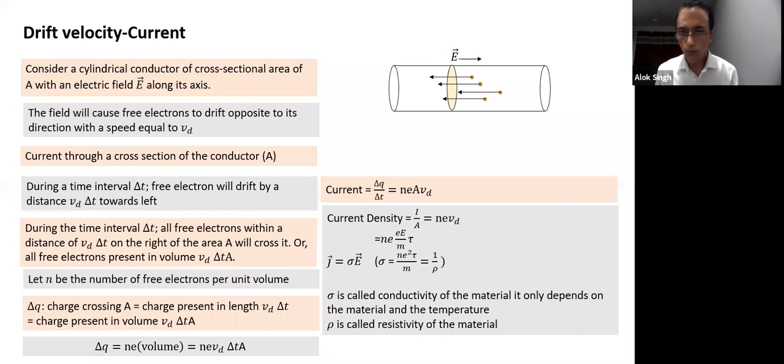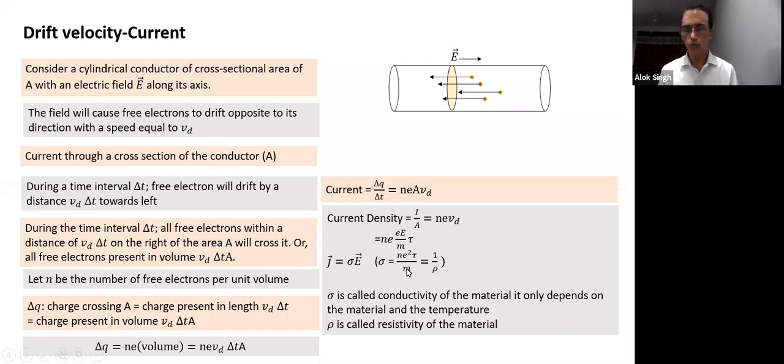So n will depend on the material. n will depend on what? How many free electrons are present. We'll come to some numericals also, and we'll understand the n term better. At a constant temperature for a given material, n is a constant. e square is of course a universal constant, and the mass of the electron also is constant. Only the n value and tau value will depend on the material, and that would affect conductivity. That will affect how well a material will conduct electricity. So this is the sigma term.